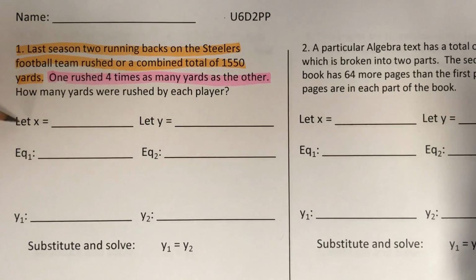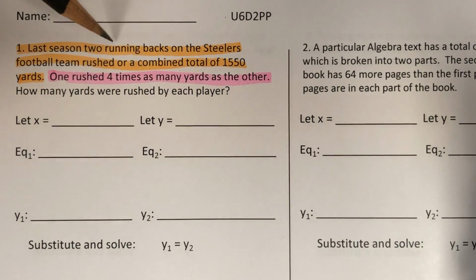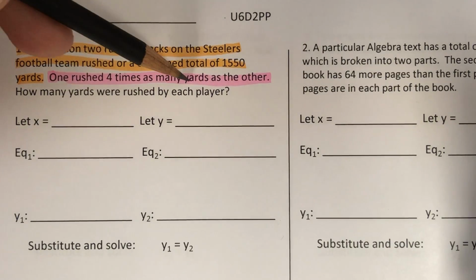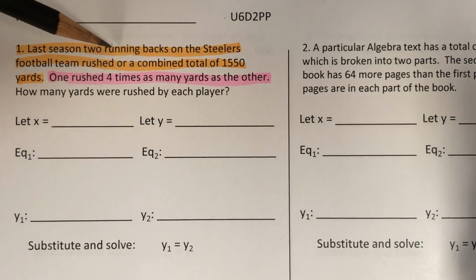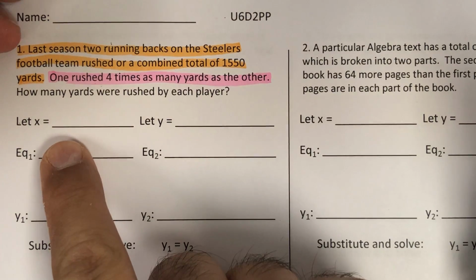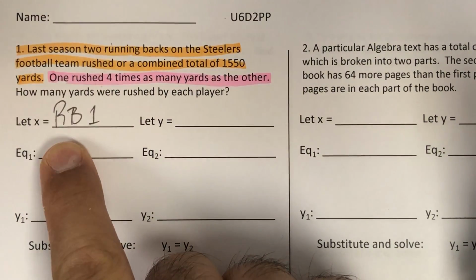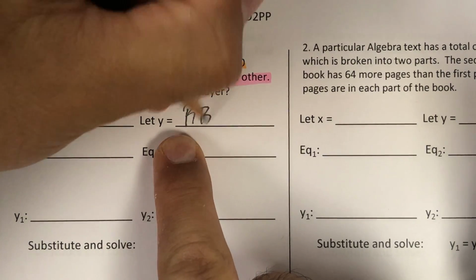All right, first thing we need to do is we need to figure out what x and y are. What are the two things in this problem that are being talked about? The two things that we're talking about are the two running backs. See right here, two running backs. And then over here it says one rushed for 4 times as many as the other. So the pink sentence is comparing the two running backs. And then this sentence is talking about what they did together. So we're going to let x be running back 1, and y is going to be running back 2.